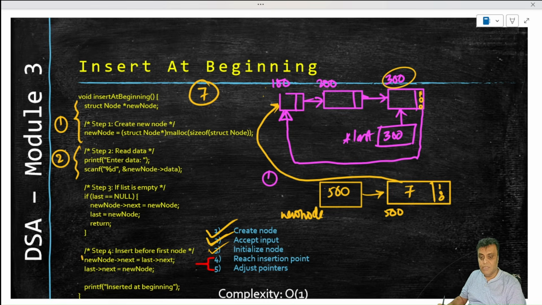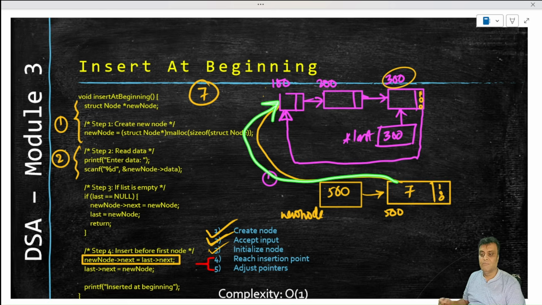So can I say my new node next will be equal to last next. My new node next is here, is equal to last next. That means I am establishing this chain. New node's next is equal to last next. That's all that we did.